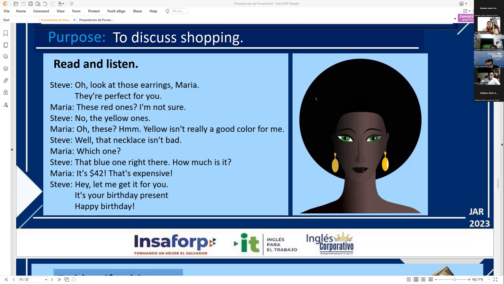Okay, very good. Daniela is going to be Steve, and Glorita is going to be Maria. Okay. Oh, look at those earrings, Maria. They're perfect for you.